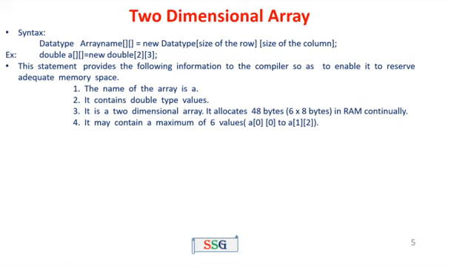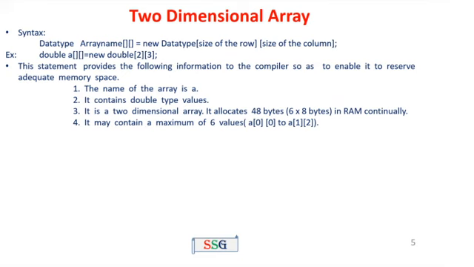So total elements in this matrix is first row 3 columns, second row 3 columns. Total elements 2 into 3 equal to 6 elements. This statement provides the following information to the compiler. Here the name of the array is A. It contains double values. It is a two-dimensional array. It allocates 48 bytes in RAM in continuous order. That means for double data type, the width is 8 bytes, so 6 into 8 equal to 48 bytes.